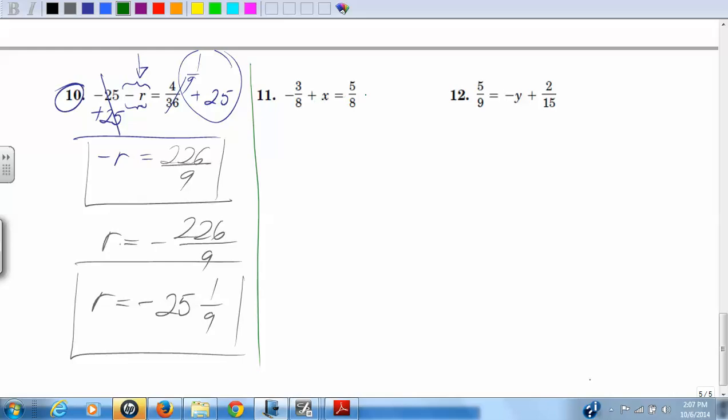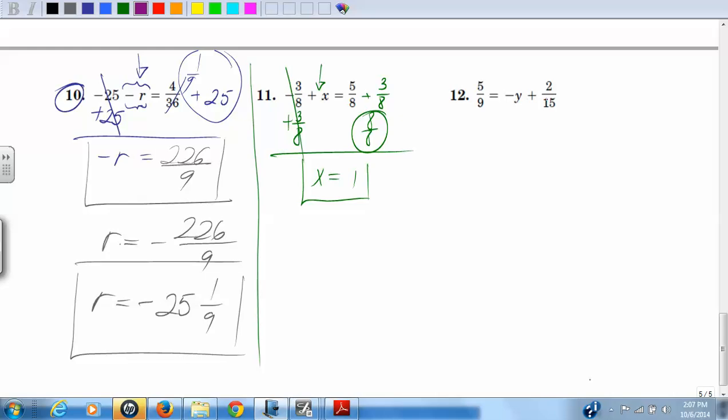Negative 3/8 plus x equals 5/8. I need to leave my x by itself. I'm going to add 3/8 to the left side because negative 3/8 plus 3/8 will be 0. And I will definitely add 3/8 to the other side to keep my teeter-totter balance, my equation, to keep it true. On the left, you have x equals what? 5/8 plus 3/8. That would be 8/8, right? 8/8, which we know is actually 1. One more.